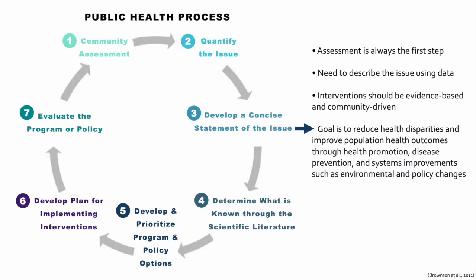And another underlying goal, like with other public health work, is we're trying to reduce health disparities and improve population health outcomes through health promotion, disease prevention, and systems improvements, such as environmental and policy changes. So your intervention when you're doing work in epidemiology isn't necessarily like a vaccine. It could be a policy. It could be something at a different level, but the same basic objectives remain the same.